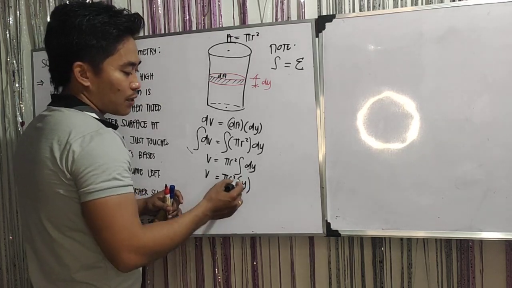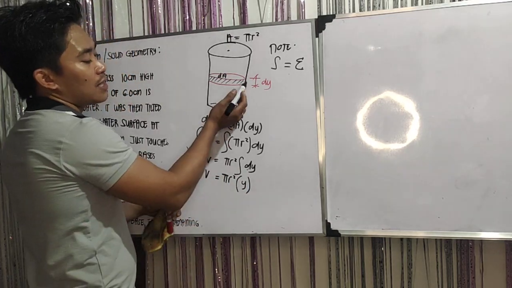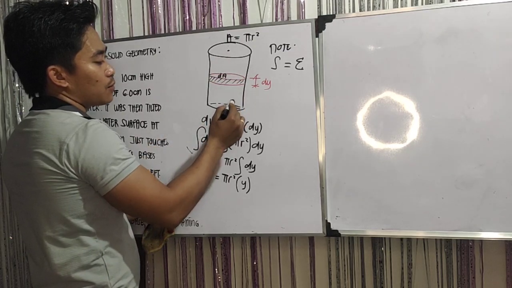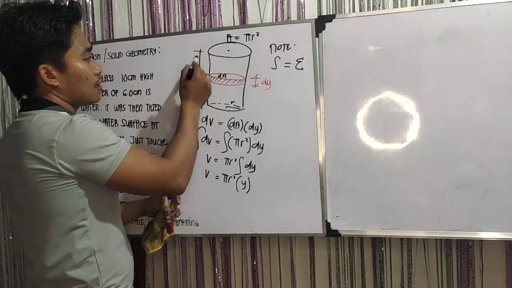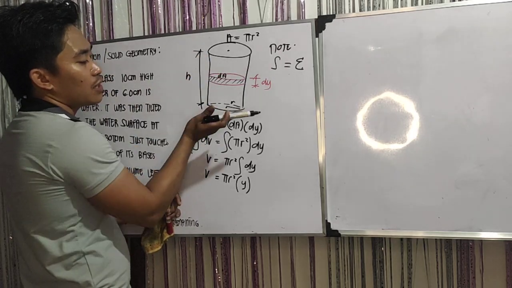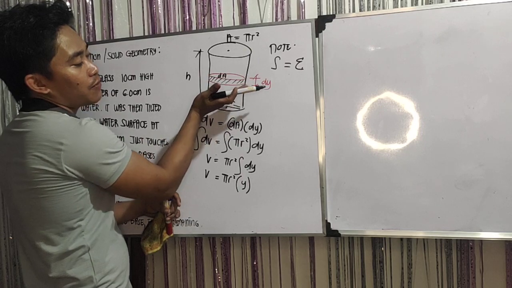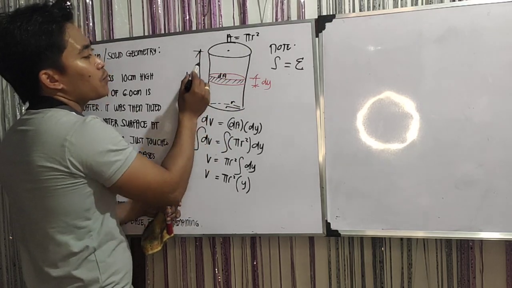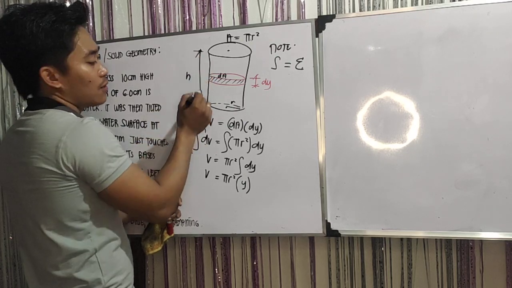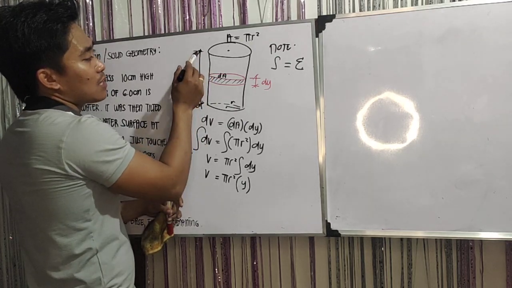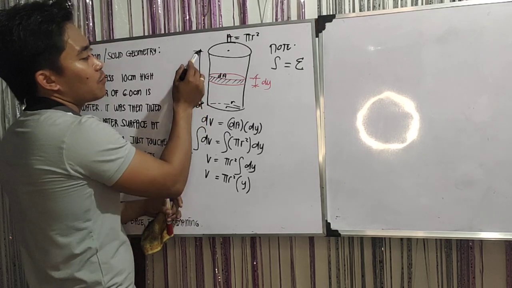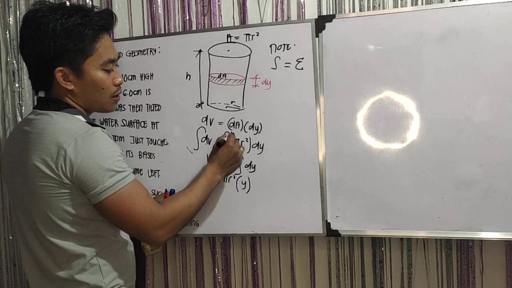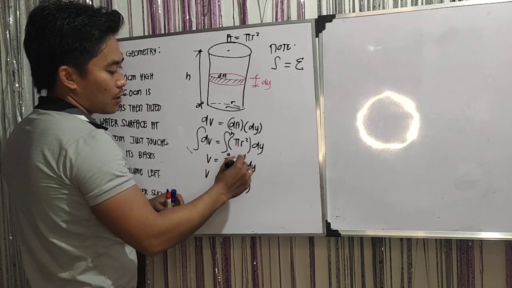So, what is the limit? Actually, once in-integrate mo yan, if this is the radius, and this is the height, yung gawin mo, you need to slice it up to infinite slice, and sum it all up from 0 up to the maximum height, or that is h. This is the maximum value of y wherein yung value niya is h. So the limit is from 0 to h.